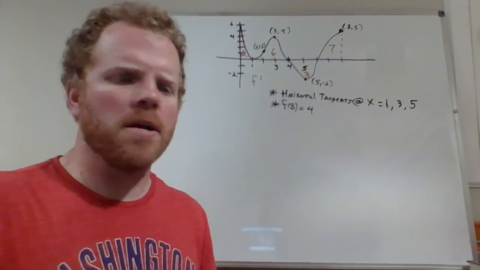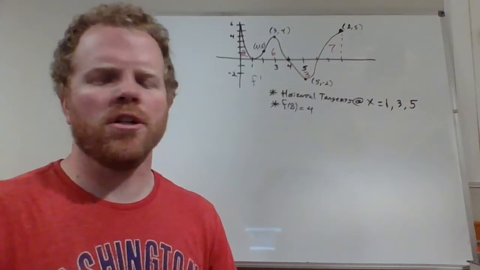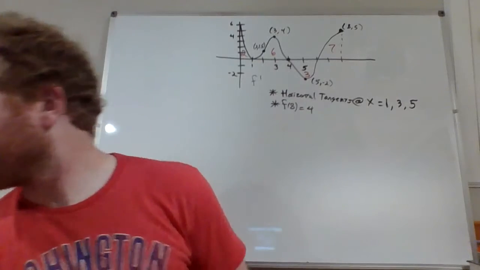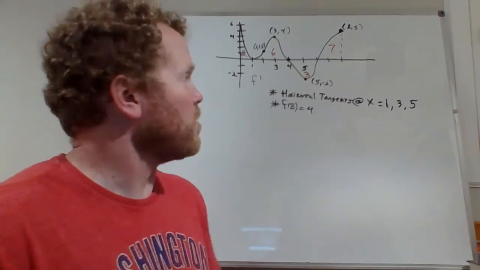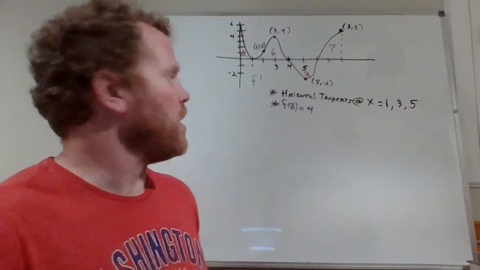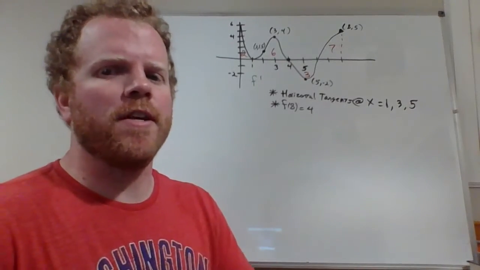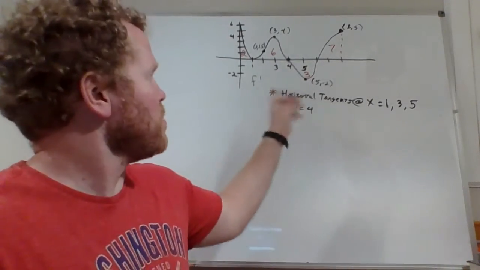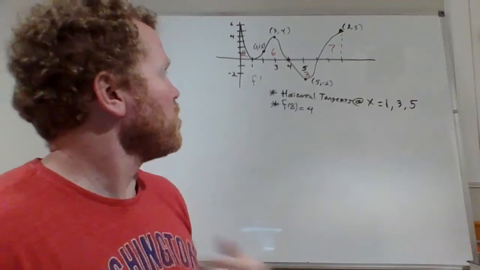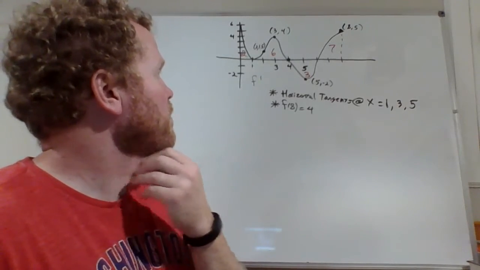Okay, a good example of FTC2 in action comes from 2013, number 4. They give you this weird graph. It's a graph of f prime. They tell you some fairly important stuff in the problem. They show you where all the horizontal tangent lines are, which is exactly where they look like they are. Horizontal tangent lines at 1, 3, and 5.